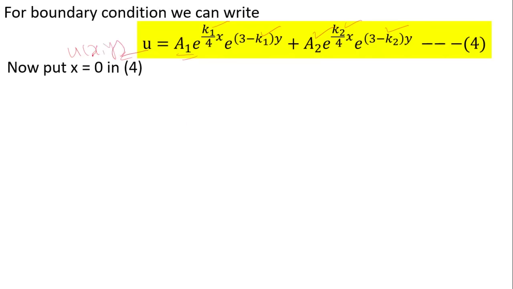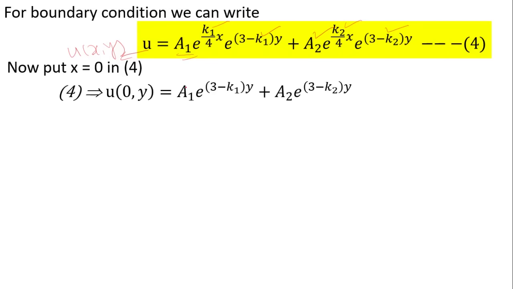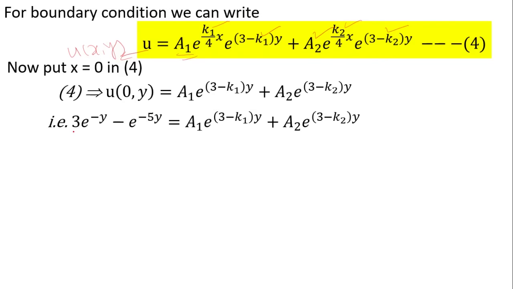तो put x is equal to 0 here, तो आपको क्या मिलेगा, x is equal to 0 रखा तो ये e to the power 0 हो जाएगा, ये भी e to the power 0 हो जाएगा. तो आपको क्या मिलेगा, a1 into e to the power 3 minus k1y plus a2 into e to the power 3 minus k2y मिला, u of 0y. But u of 0y कितना दिया है, it is given u of 0y, ये given है, बराबर है, is equal to this.